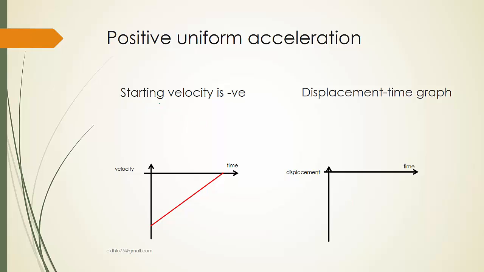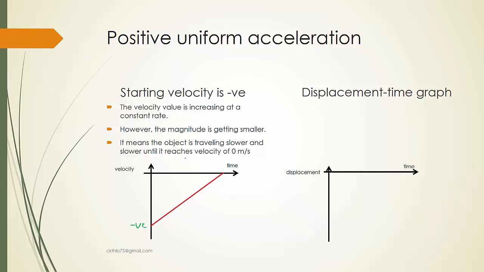What about if the starting velocity is negative instead of 0 or positive? We find that because of the positive acceleration, the velocity value will be increasing at a constant rate. But since you start off with a negative velocity, the magnitude will be getting smaller and smaller. So if you start off from -5, it becomes -4, -3, -2, -1, and eventually it will reach 0. So it means that the object is actually traveling slower and slower.